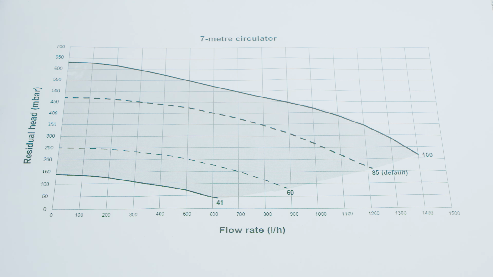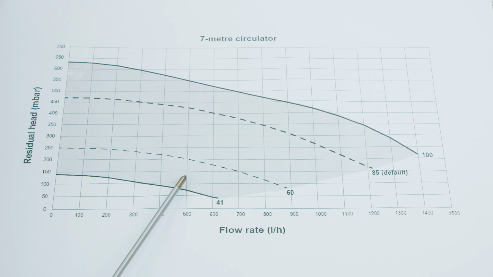This is the circulator performance chart for the Unica MAX circulator, 7 metre head circulator. This is the residual head. This is the head that's available from the pump after overcoming the internal resistances of the boiler itself. The default setting is 85. So what this means is the pump will operate in between these settings, 85 and 41.